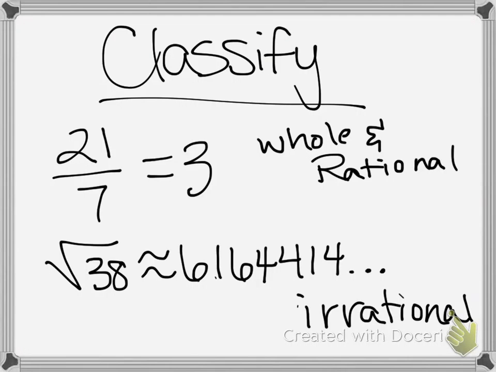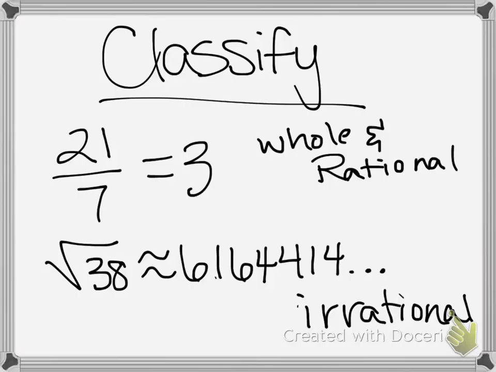If we're classifying numbers into those categories, for instance, if we're given the number 21/7, we first need to identify what that is. It's 3. So because it's 3, we identify it as both a rational number and a whole number. We'd have to classify it as both because it falls into both categories. If we are given the square root of 38, we don't need to solve it necessarily, but if we did, it would be 6.164414, and it would just continue on.